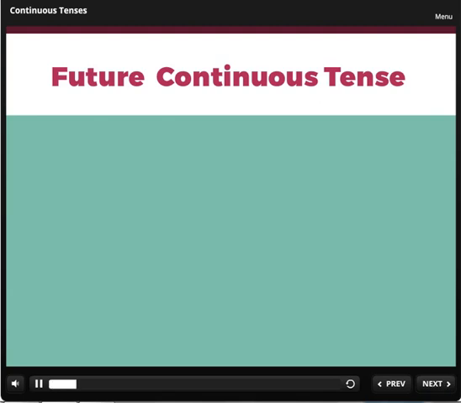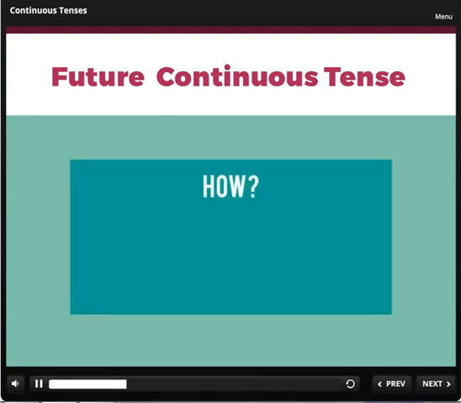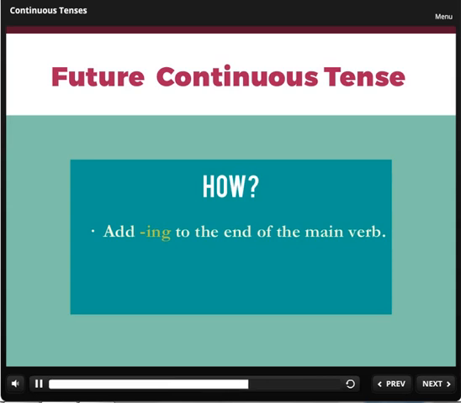We use future continuous to indicate that an action will be ongoing in the future. As with all continuous tense verbs, we first add ing to the end of the main verb. For future continuous, we then add will be before the main verb.